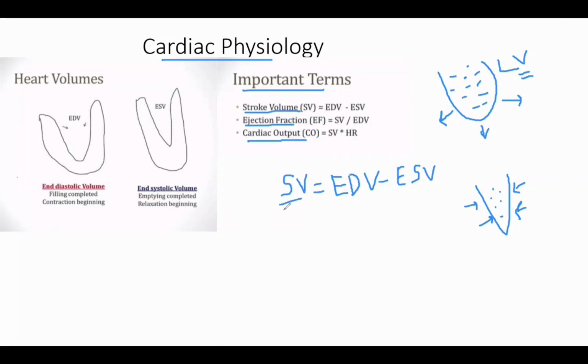Now, the stroke volume is the volume which has been ejected to the aorta. So this is the aorta, and the volume which is present in this aorta after one beat is known as stroke volume. So how we will get it? When we subtract this volume from this volume, we will get this volume. So that's simple mathematics. The end diastolic volume minus end systolic volume, and we will get the stroke volume.